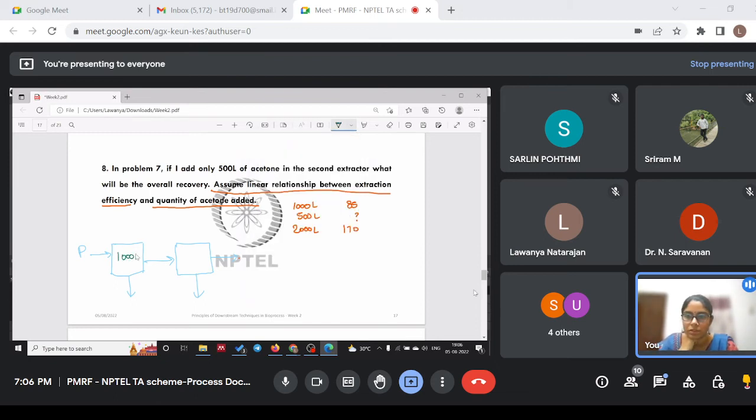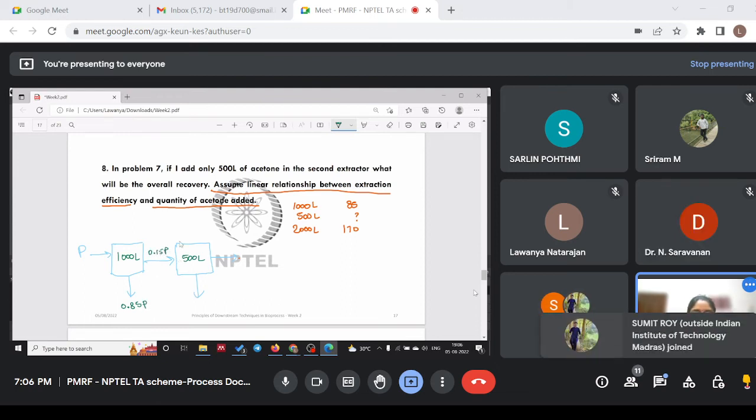So you're having 1,000 liters here. If I had only 500 liters of acetone in the second extractor, what will be the overall recovery? So you already know that here you have 0.85 of P and you have 0.15 of P here, which is the input into the second extractor. And what are you going to get?